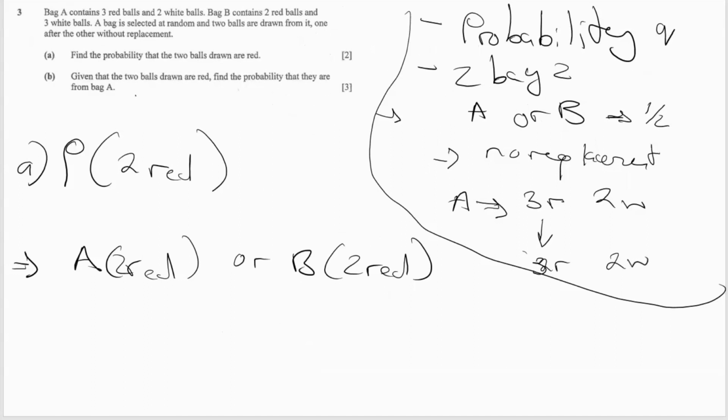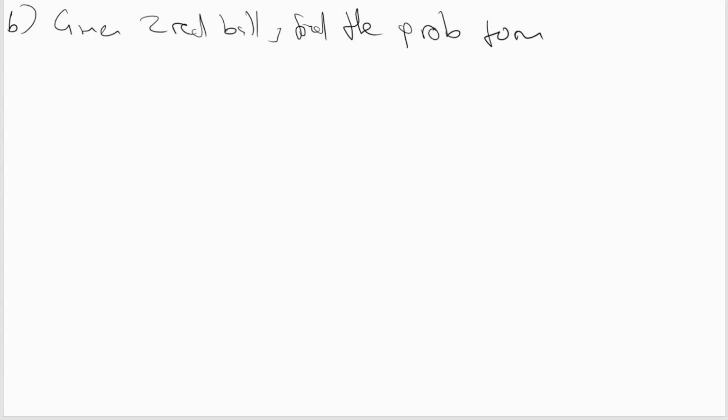Let's go back. The second question now is saying, given that the 2 balls drawn are red, find the probability that they are from bag A. So now we're on this question. Okay, so the second question here is B. It's saying, given that the 2 red balls are drawn, we want to find the probability that they are from bag A, right?